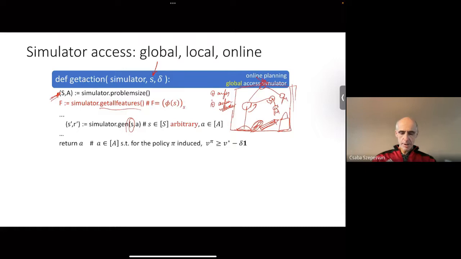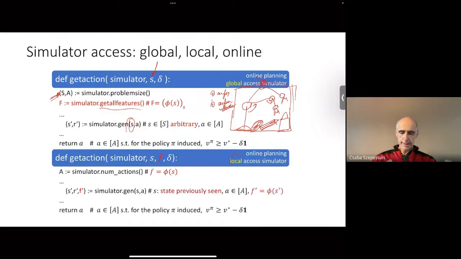So the other one is local access. In local access, you can only query the simulator at states which have been seen previously. This means that you can basically checkpoint the simulator. So your planning algorithm is interacting with the simulator.